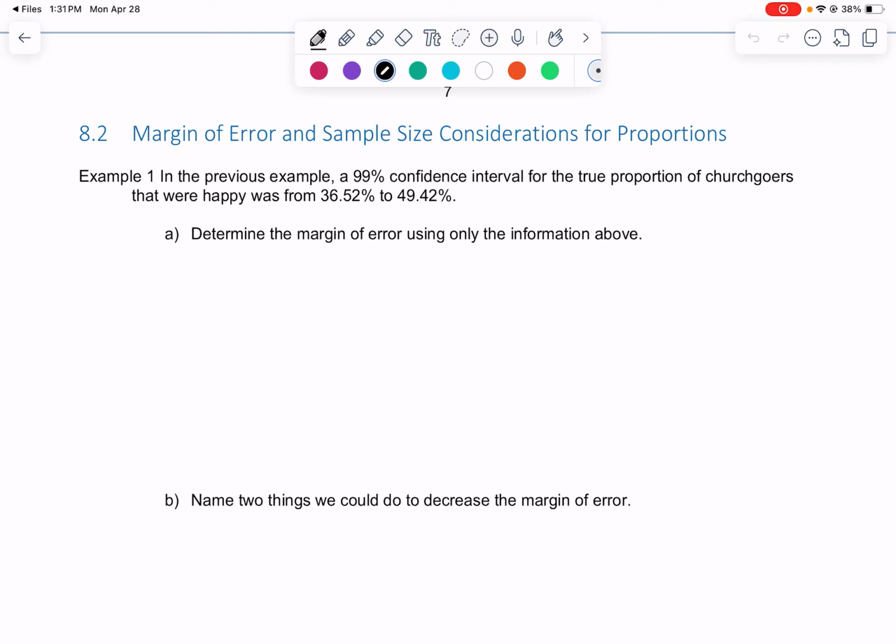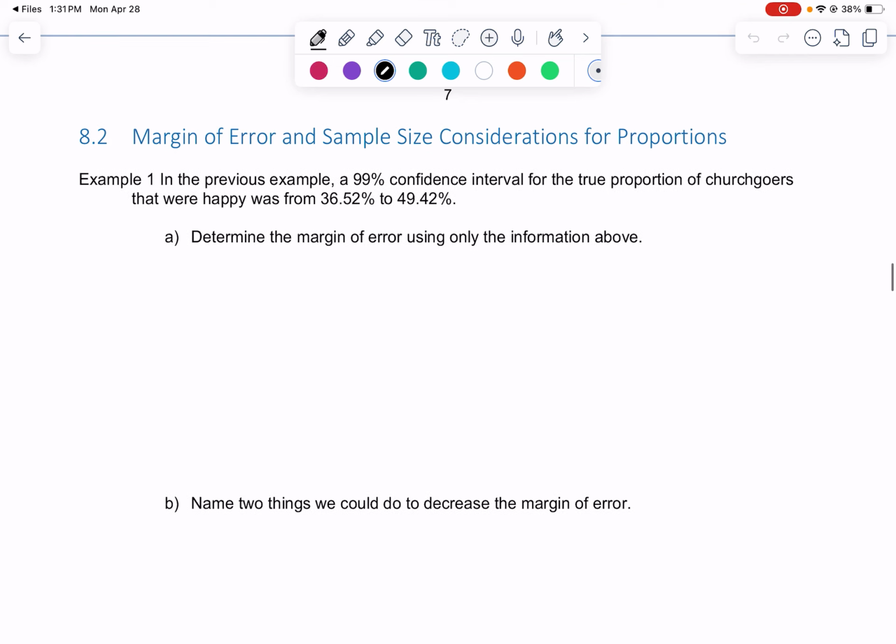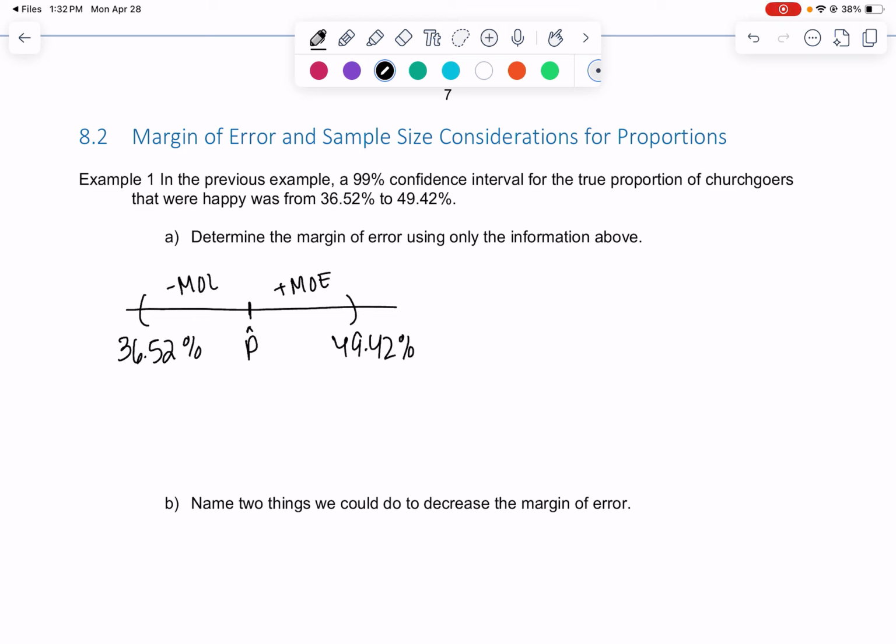for the true proportion of churchgoers, and we found that it was anywhere from 36.52% up to 49.42%. And we want to figure out the margin of error, assuming we don't have the math a page or two ago. So the way we can find the margin of error is we can use the interval. We know that p hat is in the middle, and we add a margin of error on the right side, and we subtract a margin of error on the left side, meaning our interval is 2 margins of error wide.